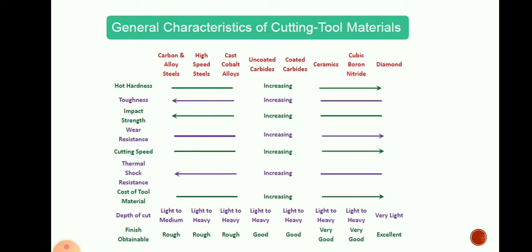Similarly, depth of cut, we can go for light to heavy depending on the type of cutting tool you are using, which type of material you are using for that. Depending on that, low to high you can go for depth of cut. Then finish obtained, surface finish obtained is good. So in many cases, carbon alloys, high speed steel, cast cobalt alloys, we are getting the rough surface finish, whereas for these carbide tools we are getting a good surface finish, and for diamond and ceramics we are getting a very good or excellent finish.